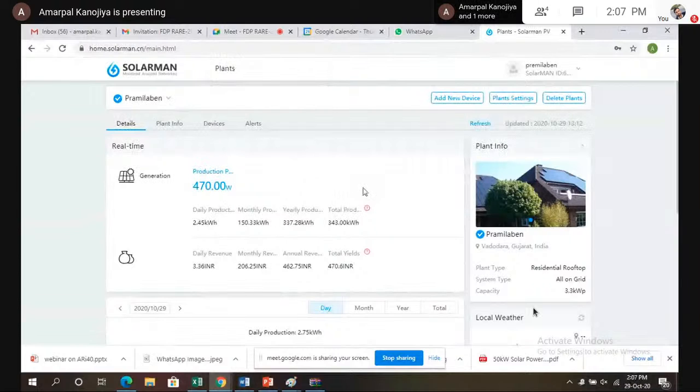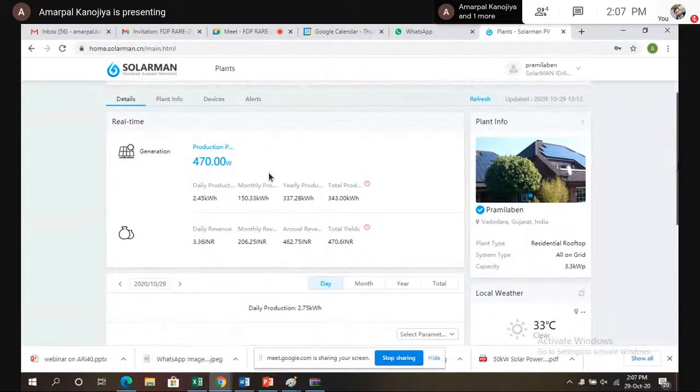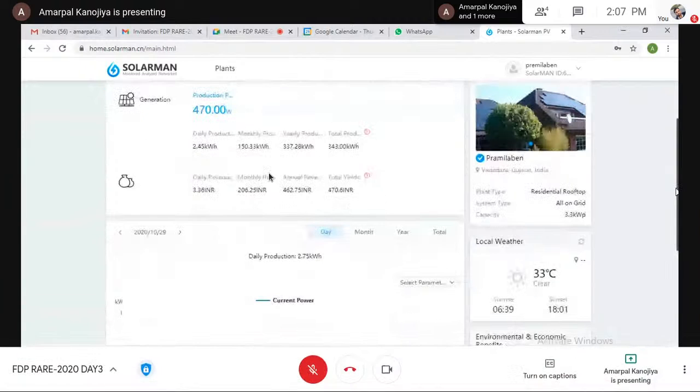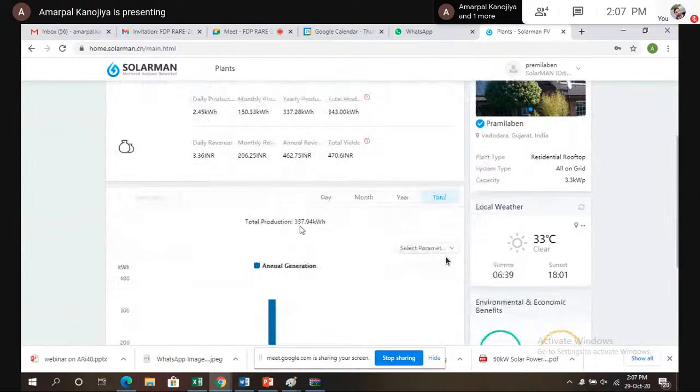There is one application which is called Solar Man. There is one consumer, Premila ben. This is the total production. Here, the consumer can observe their total generated energy. See here, this is the daily production, 2.75 kilowatt hour. The total generation till now is 337.95 units. Actually, this power plant was installed two months ago.